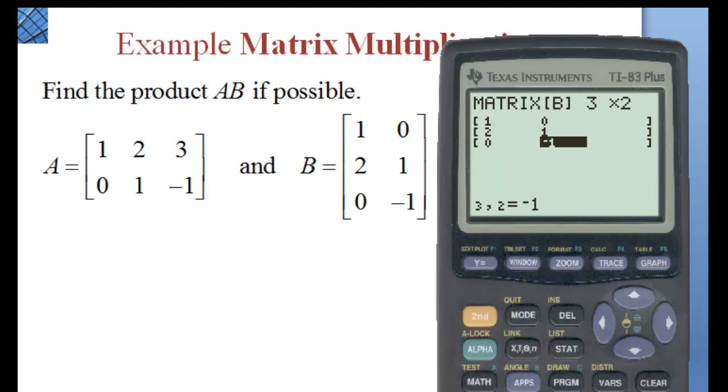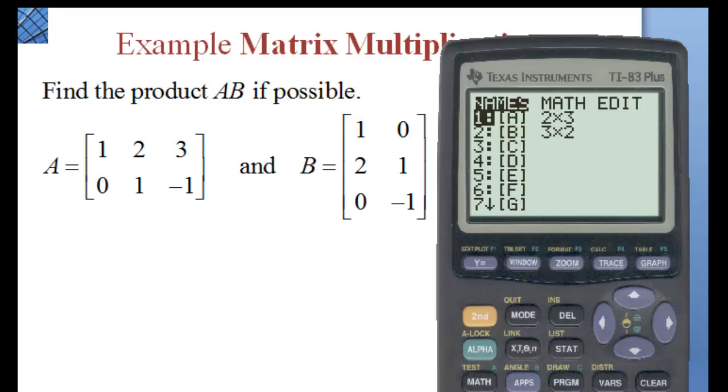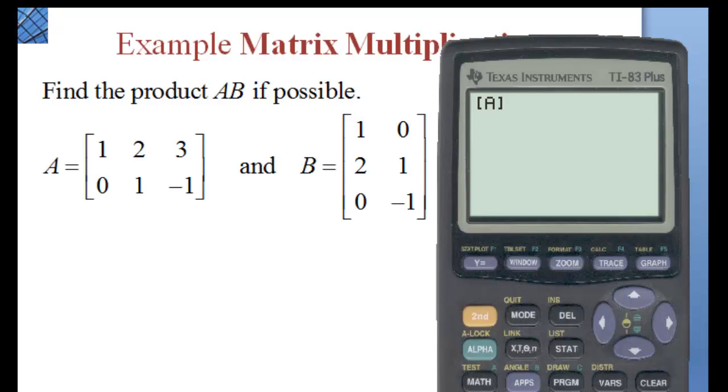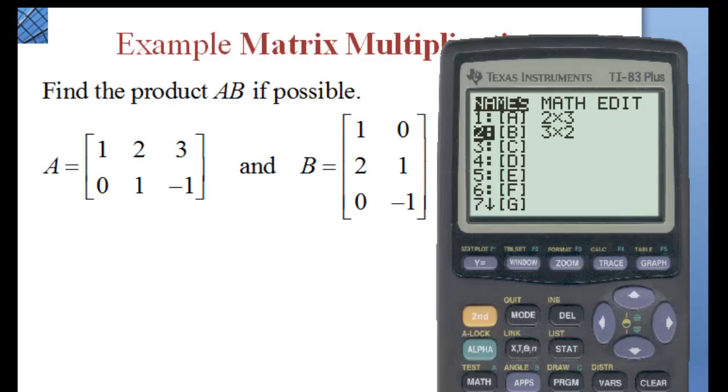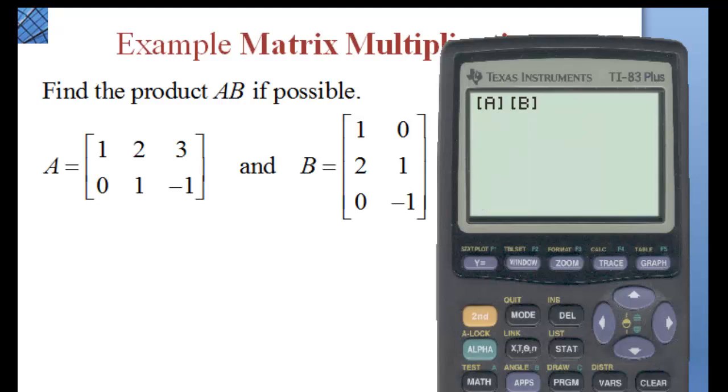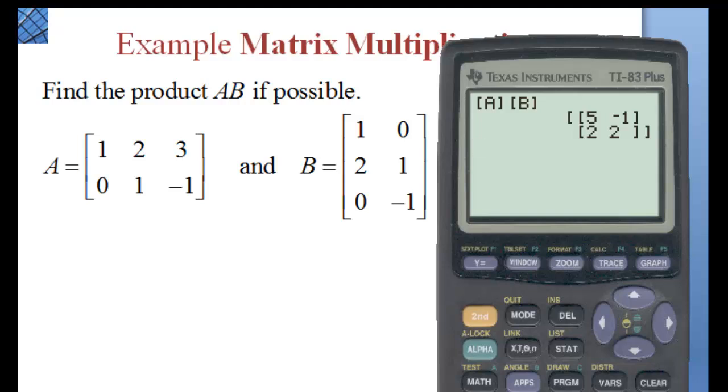So second and quit, we'll go out of this screen, and we go to second and matrix, and we'll get our A, and then second and matrix, and we'll get our B, and enter. So this is A times B. We get the same matrix as when we multiplied it out. What happens when we go B times A?